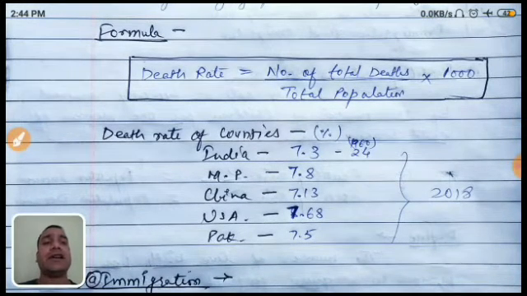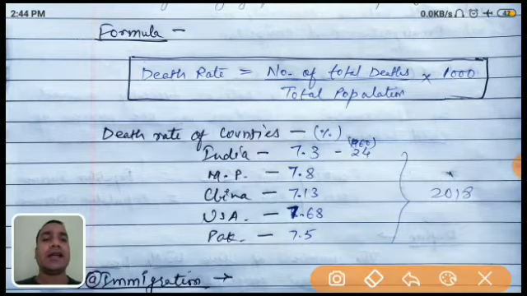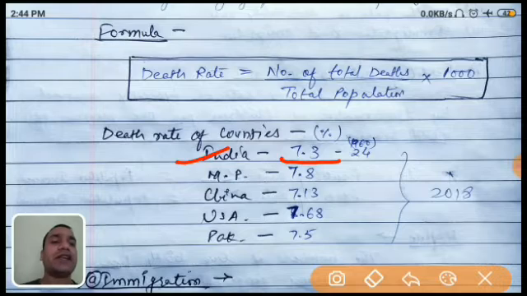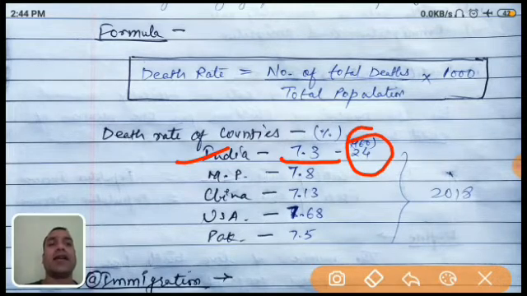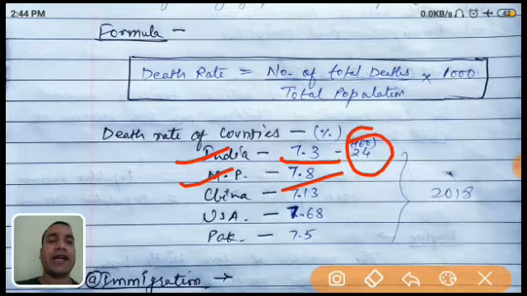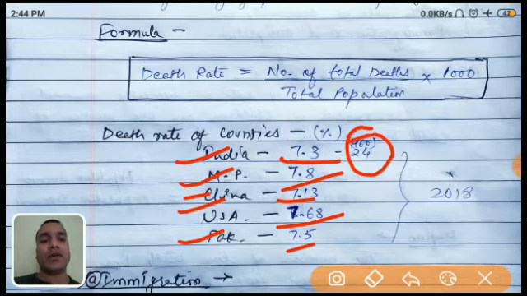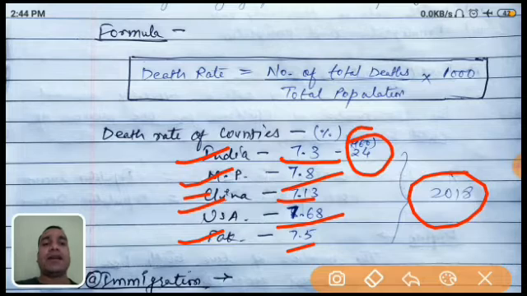Now, what is the different countries' data? First of all, it is India. So India is 7.3. As I told, in 1960 it was 24. Okay, now it is 7.3. It means the death rate is decreasing. MP 7.8, China 7.13, USA 7.68, in Pakistan 7.5. Okay, this is the data up to 2018, or 2018 data.